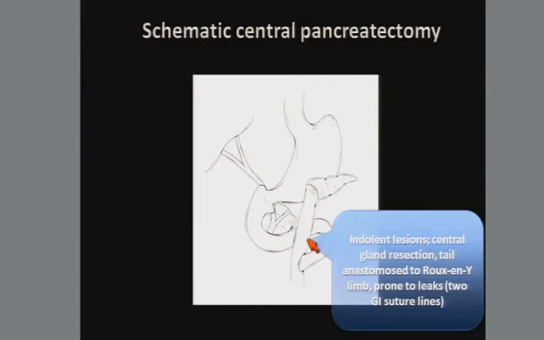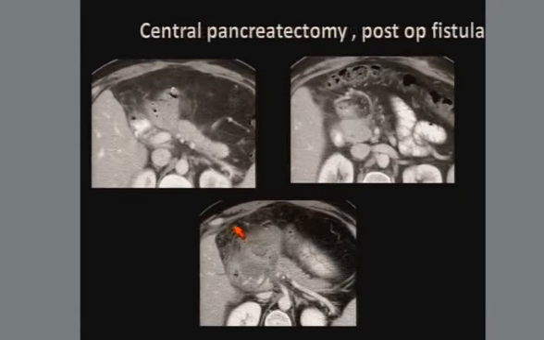These patients, of course, have the central pancreatic gland resected with the tumor and have an anastomosis at the pancreatico-jejunal anastomosis and a jejunal anastomosis as well. They tend to have leaks. Sometimes you'll get leaks at this pancreatic duct anastomosis or transection site right there. Here's a postoperative example of a central pancreatectomy.